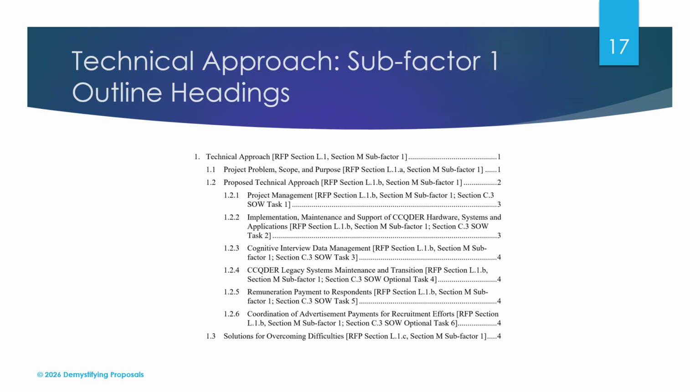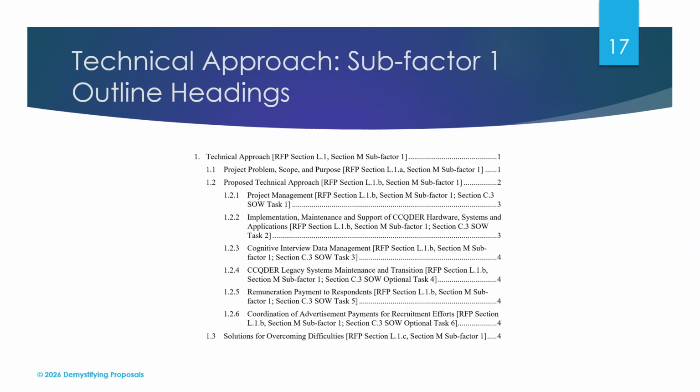So under subfactor 1, technical approach, which is the first section in our proposal, again, we want our proposal numbering to match the subfactor numbering. We'll talk about that again later. And then we have the 3 subsections, A, B, and C. So the first one I shortened to project problem, scope, and purpose. And you'll see the L reference there, L1A. And then the second subsection is proposed technical approach, L1B. And then within that are the 6 tasks that are from the statement of work.